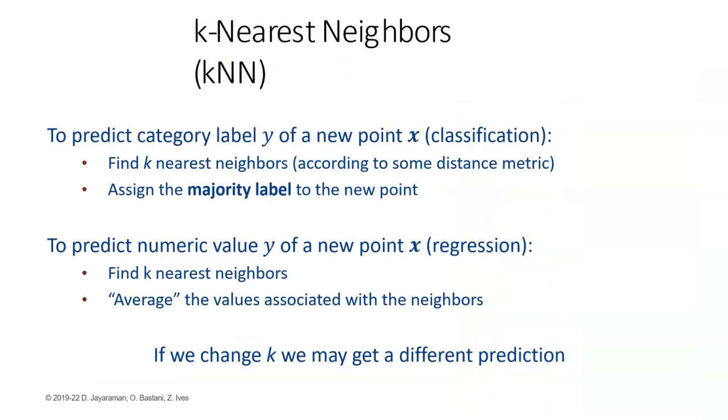To predict the category label y of a new point x, we need to find the nearest neighbors according to some distance metric, and after that we go for the majority label. To predict a numeric value y for the new point x in regression, we find the k nearest neighbors and average their values. If we change k, we may get different predictions.